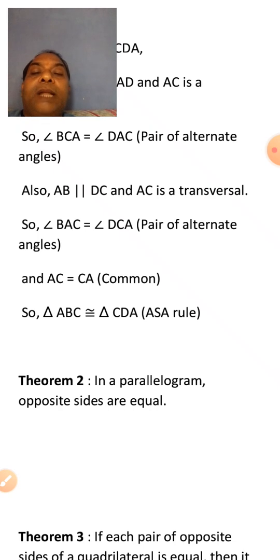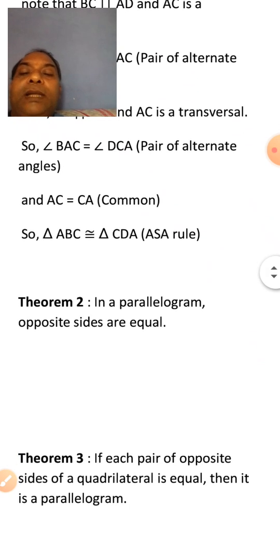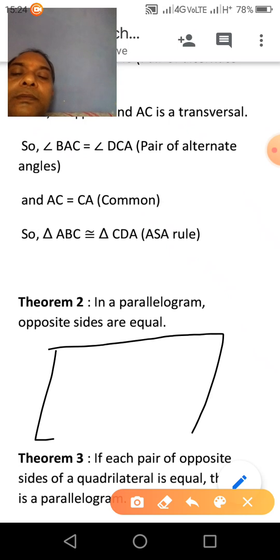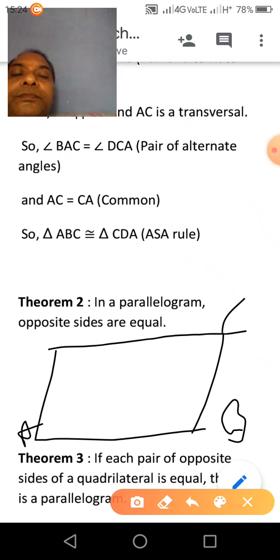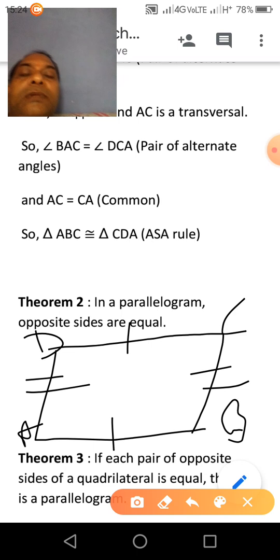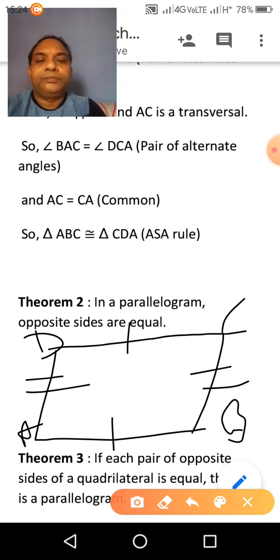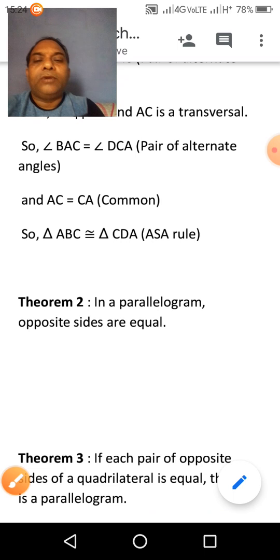In a parallelogram, opposite sides are equal. So you know it. ABCD is a parallelogram, so opposite sides are equal, meaning this side will be equal to this one and this side will be equal to this one in case of a parallelogram.